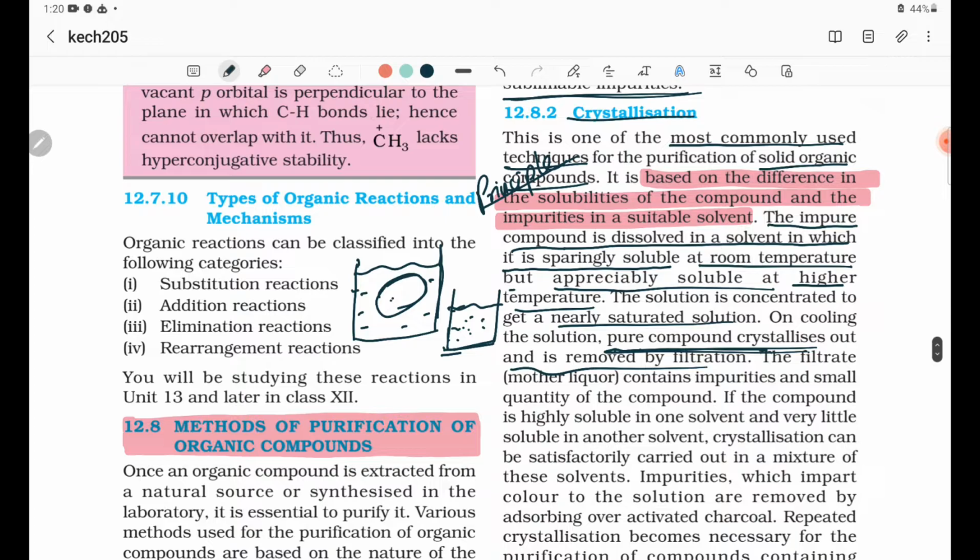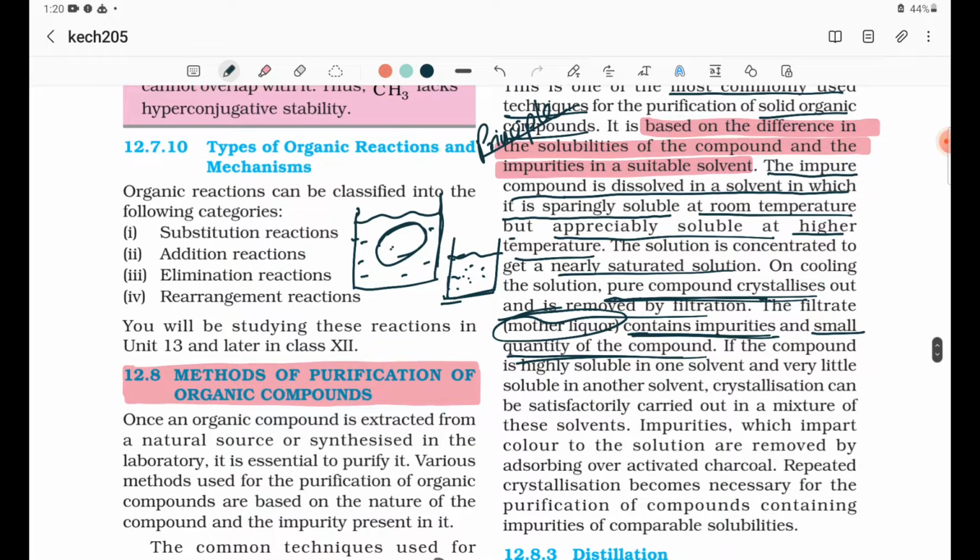Now the filtrate is called the mother liquor. By filtration I have removed the pure organic compound, so the filtrate will contain impurities and a small quantity of the compound. It is not that I am getting 100% pure compound, which is not possible. Some quantity of the compound will be there in the filtrate, and the impurities will be there.